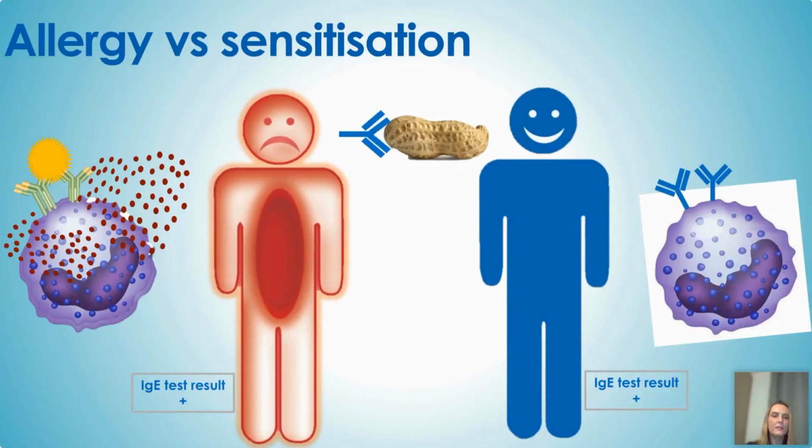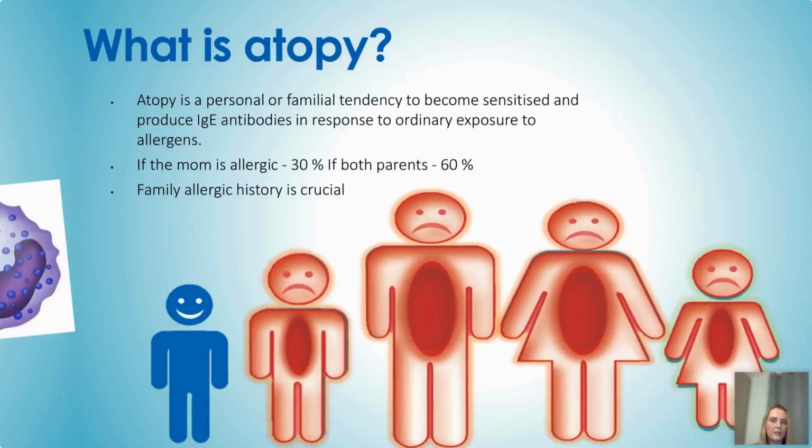So just looking at what is the different terminology for allergy versus sensitization. If we have a positive IgE test and the patient experiences symptoms, that means that the allergen has bound to the IgE receptor on the mast cell and the mediators have been released, for example, the histamine. But if we do have a positive IgE test, but the patient does not experience any symptoms when exposed to this allergen, we say that the patient is only sensitized and not allergic.